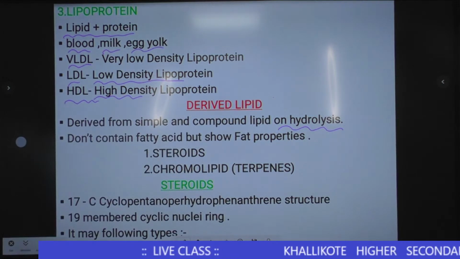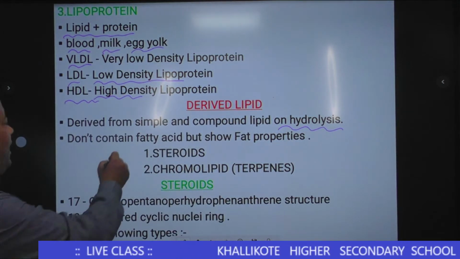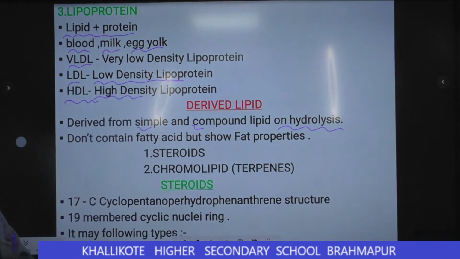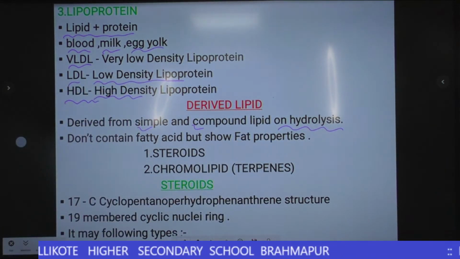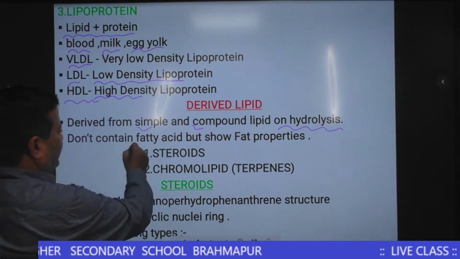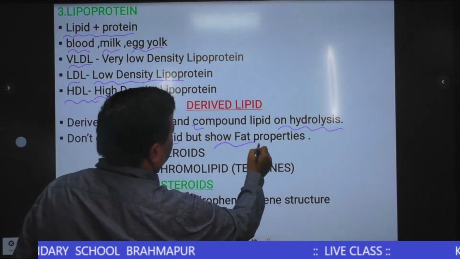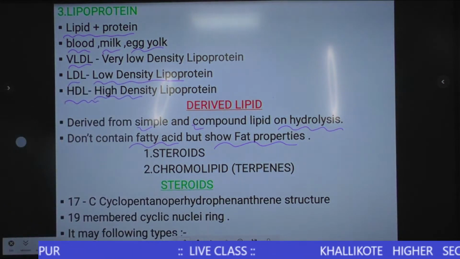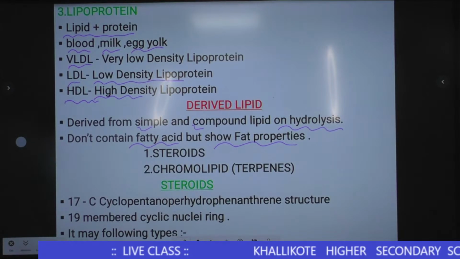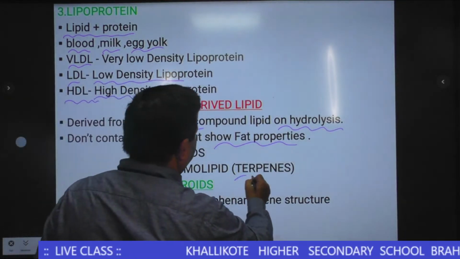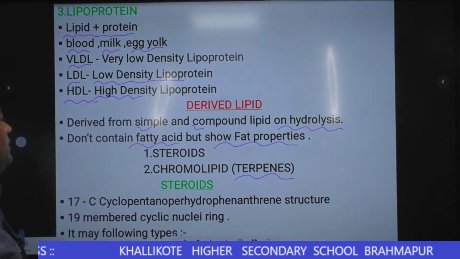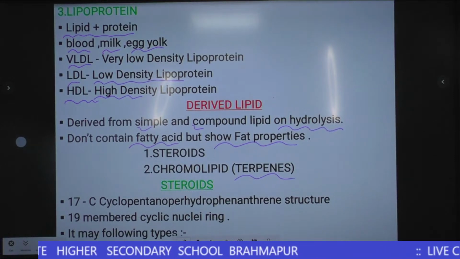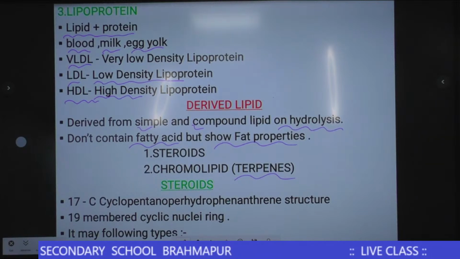Those lipids which are obtained from simple and compound lipids on hydrolysis are called derived lipids. They don't contain any fatty acid but show fat properties. Derived lipids are of two types: one is steroids, the second is chromolipid or terpenes.